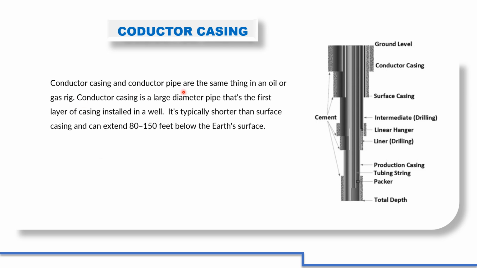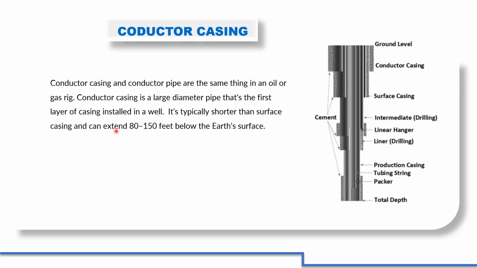Conductor casing and the conductor pipe are the same thing in an oil or gas rig. Conductor casing is a large diameter pipe. That's the first layer of the casing installed in a well. It's typically shorter than the surface casing and can extend 80 to 150 feet below the Earth's surface.